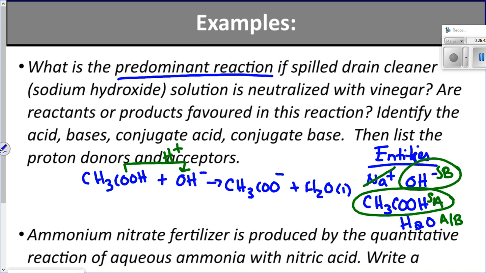So we would be producing the acetate ion and water. All of these are aqueous here. I just didn't put my states in. Okay, it looks balanced to me. Everything's good there.